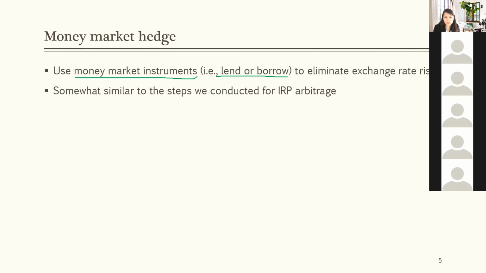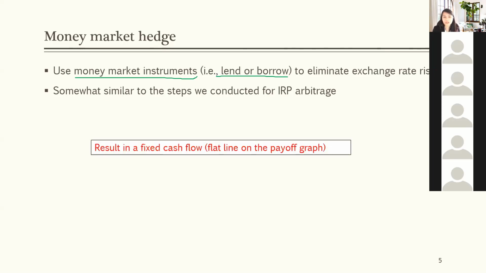So in this case, with money market hedge, we have to set up a strategy where you lend and borrow in two different currencies at the same time. In a sense, it's very similar to what we did before with the cover interest rate arbitrage. Remember, we have to lend somewhere and borrow money somewhere else, and then you convert the currencies. So in the exercises later on, we'll have a few examples of money market hedge.